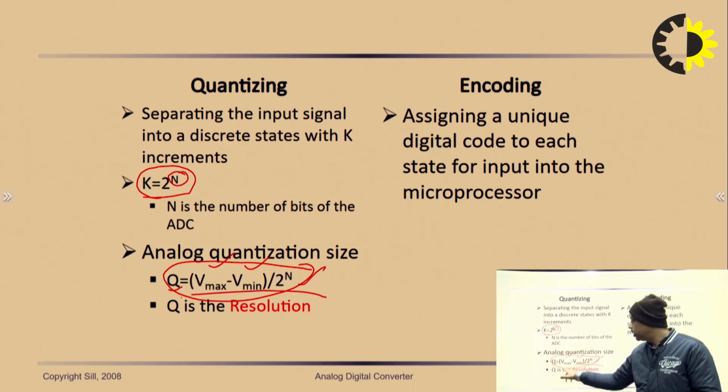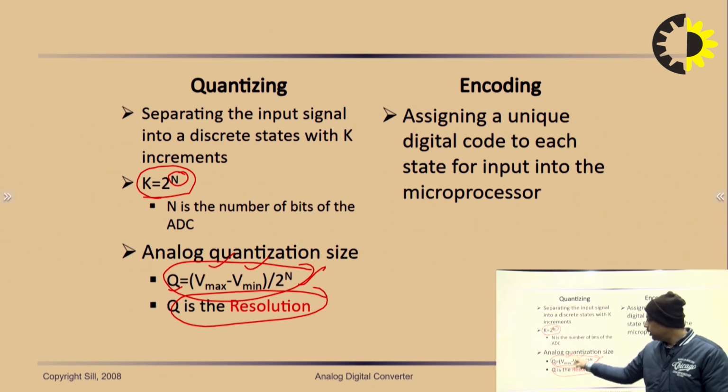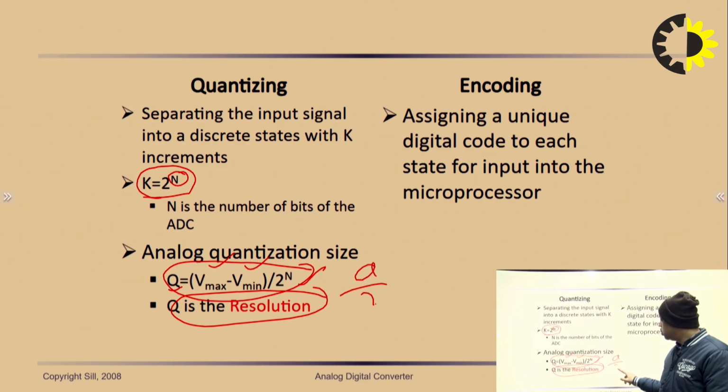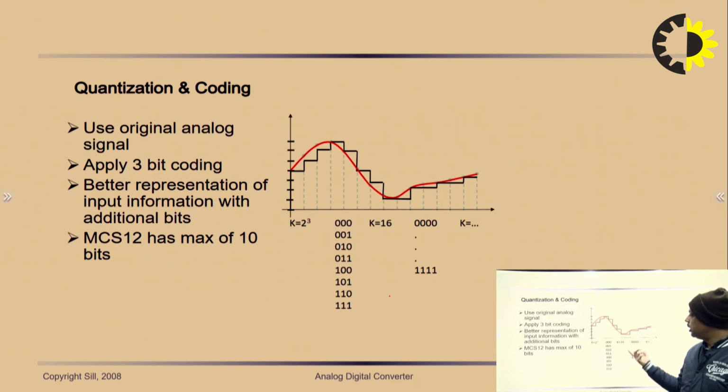So this is nothing but the resolution or step size of the quantizer, or we can also predict the quantization error, which is nothing but Q divided by 2. And then after this quantization, each level is encoded with the help of an encoder circuit. So this is the process of how quantization and encoding works.